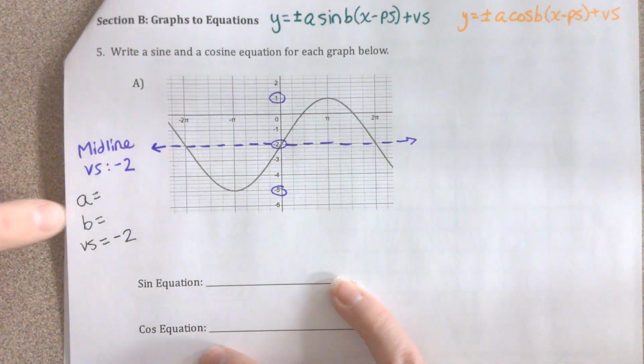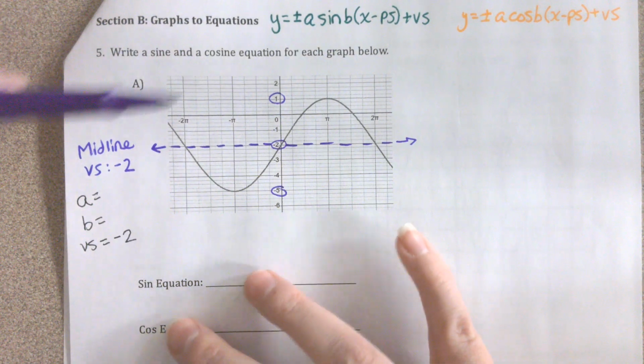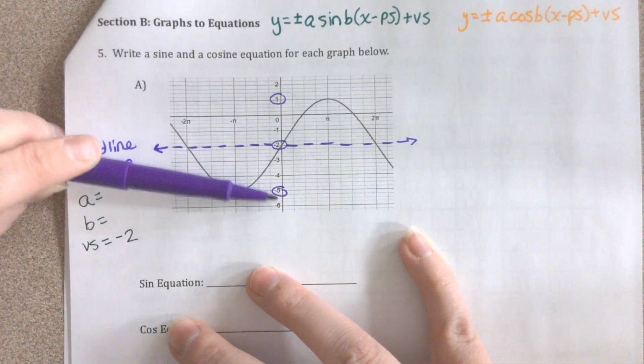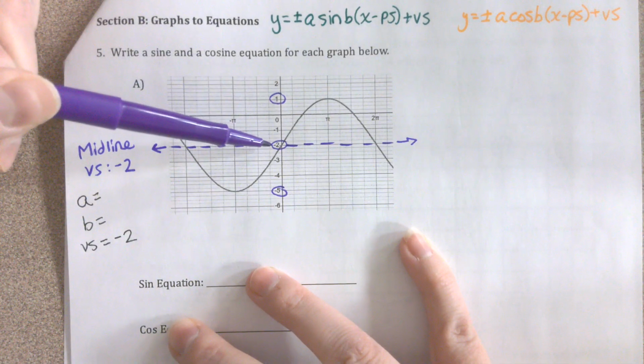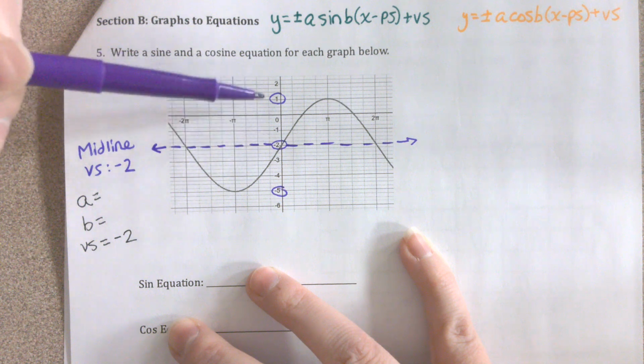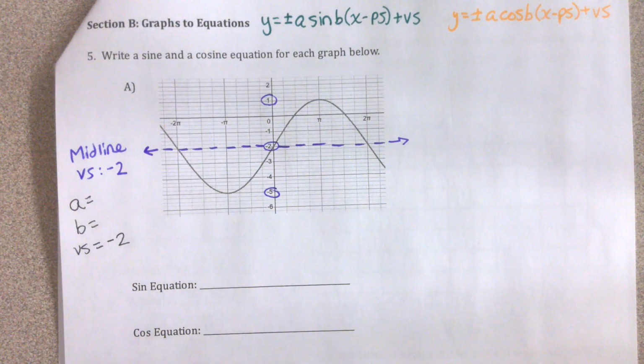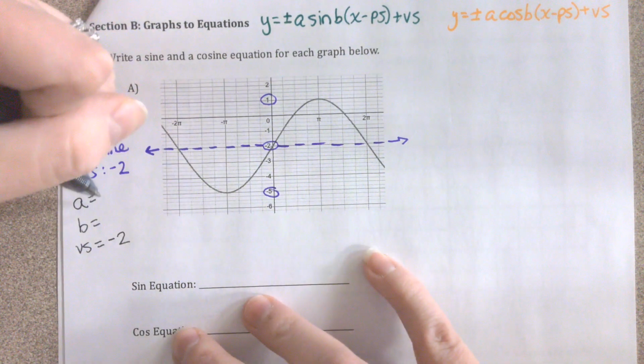Once you find that, finding A is really easy. I actually have already found it technically. Remember, A tells you how far up and down you go from the midline. So if I count up, it's 1, 2, 3. Be careful, the notches are kind of weird here. It's 3 up, or you can go down. 1, 2, 3. It's 3 either way. A is 3.